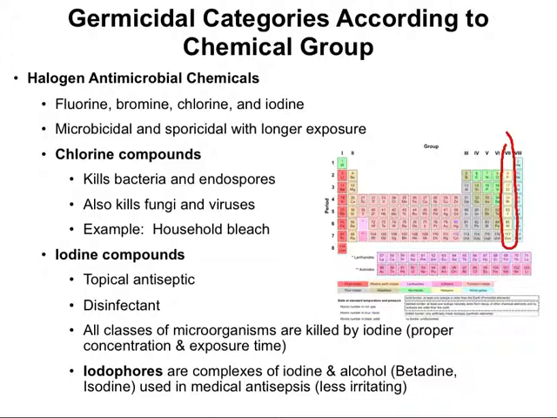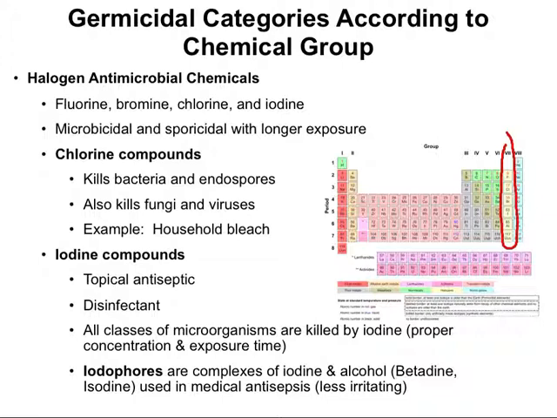Chlorine kills both bacteria and endospores, as well as fungi and viruses. A great example is our use of household bleach. It's less effective if it's exposed to light or alkaline pHs, so things that are alkaline, like dish soaps and other detergents. This is why it's really important to make sure that we rinse dishes between using soapy solution water and then our bleach water for sanitation.